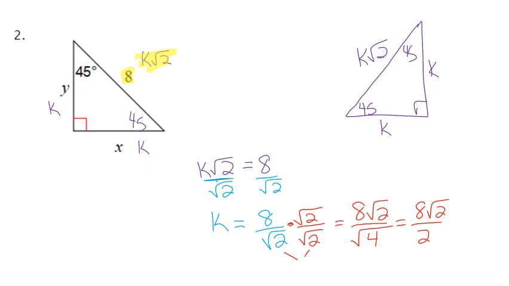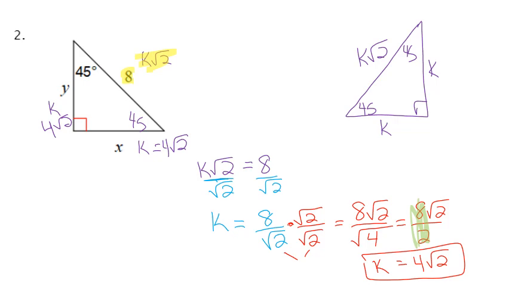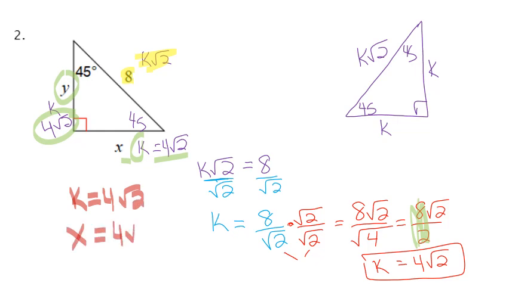And then the values outside, the 8 and the 2, you can go ahead and simplify. So this becomes 4 radical 2. So we end up getting our k value is 4 radical 2. Now wherever we see a k, we can substitute in 4 radical 2. So it just works out that both of the legs are going to be 4 radical 2. So that means x is 4 radical 2 and y is 4 radical 2 because those are both the legs.